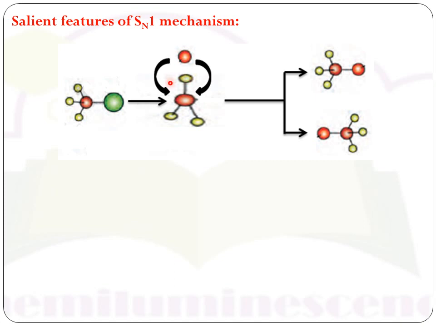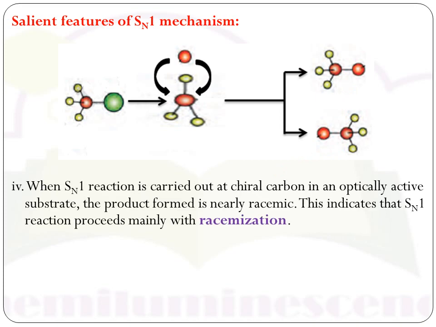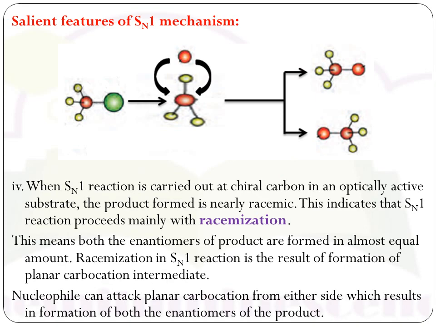That means 50% of molecules in the product are formed by front side attack and 50% of molecules in the product are formed by back side attack. Hence, the product contains both enantiomers in equal quantity, and we know that a mixture of equal quantity of enantiomers of the same compound is called a racemic mixture. Hence, here racemization takes place. And if we compare the optical activity, then the product of this reaction is optically inactive.